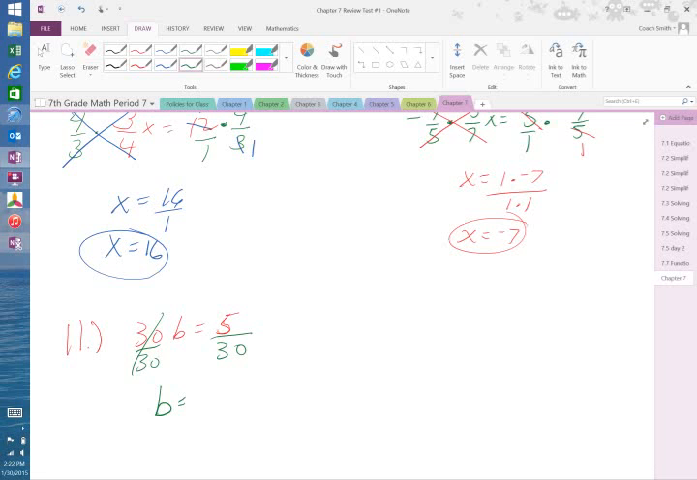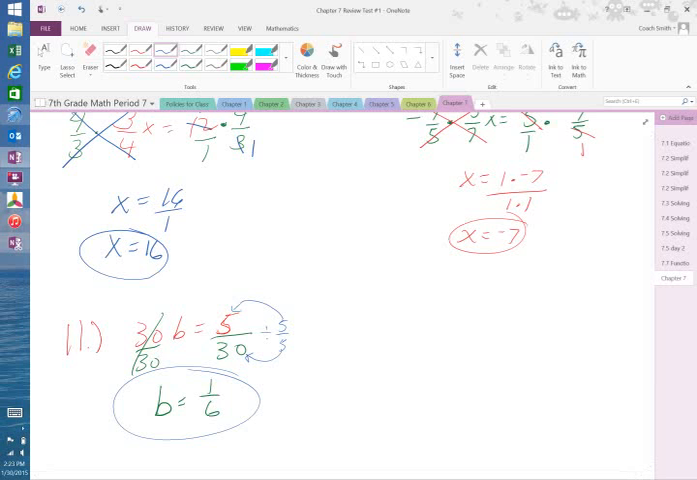So if I give you 5 over 30, what does 5 over 30 reduce to? 5 over 30 reduces to 6? 1/6. My bad. B is equal to 1/6. Okay, the reason why, we simply divided the top and the bottom by 5 to reduce it. And so B is equal to 1/6 would be your answer.